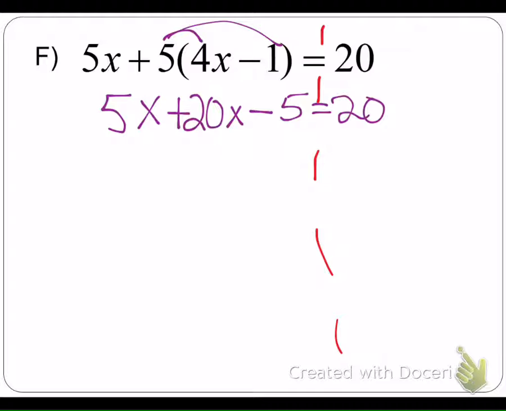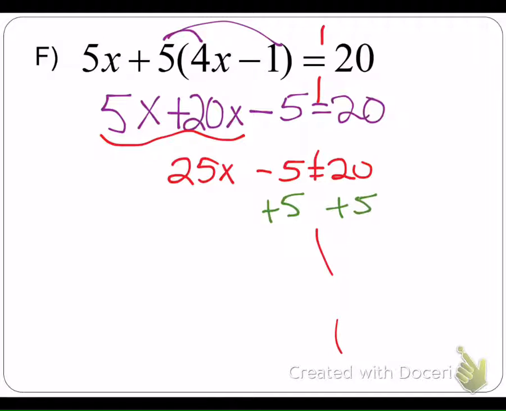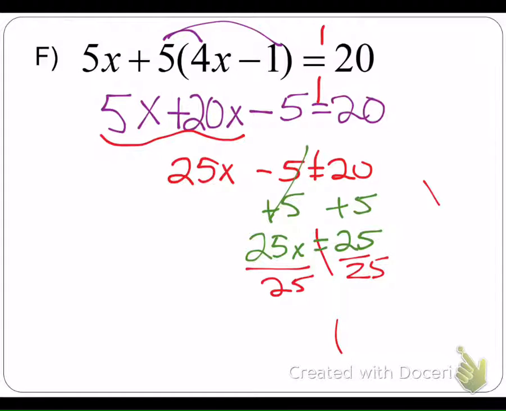Now I have 2 spots, same side of the equal sign, like terms. Combine them. I get 25x minus 5 equals 20. Then what? It's a negative 5. Good. Add 5 to both sides. And then we can divide. So what do we get for our variable x? X equals 1.